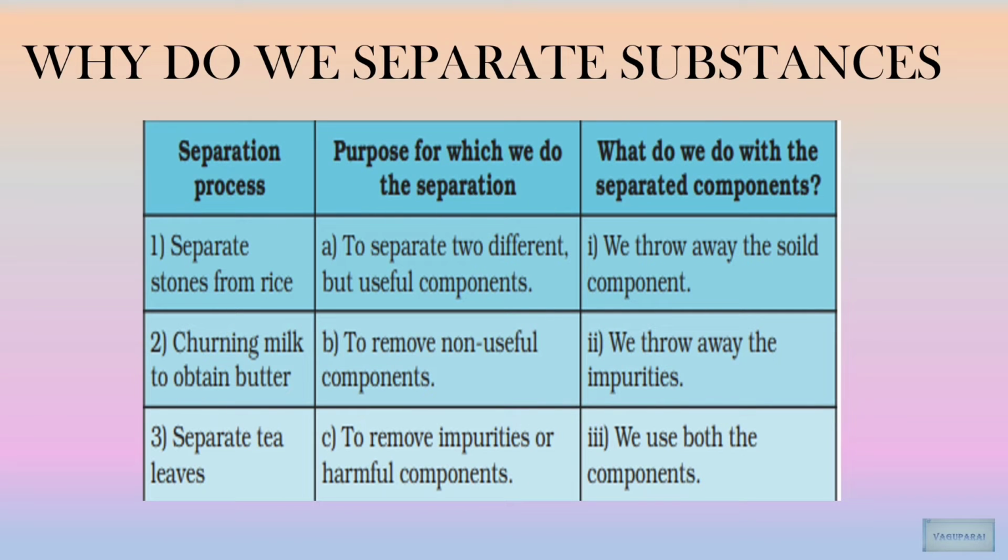Now comes a question: why do we need to separate substances? Sometimes we separate substances to throw away the impurity. Some useful components would be there. We might use a useful component. In some cases, both the substances which are separated would be useful. So let us see a few examples over here.